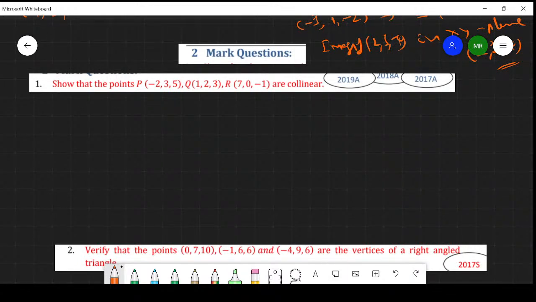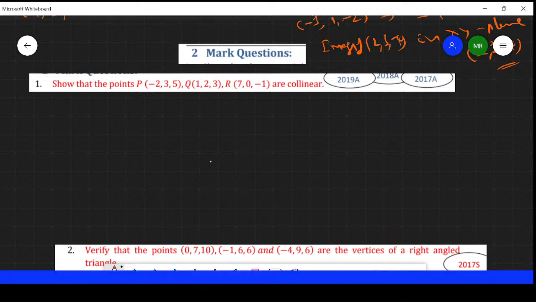When they are asking 2 mark questions, always remember that definitely they will use the distance between 2 points formula. Using it, we can solve the 2 mark problems. They are simple questions only. These are the most important 2 mark questions. Just observe what I am going to explain.